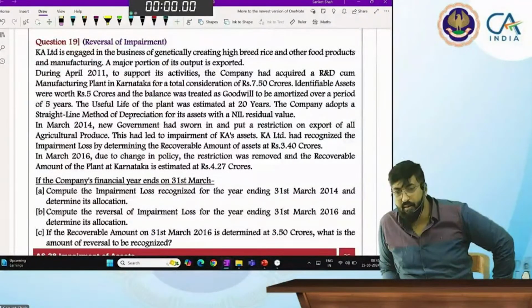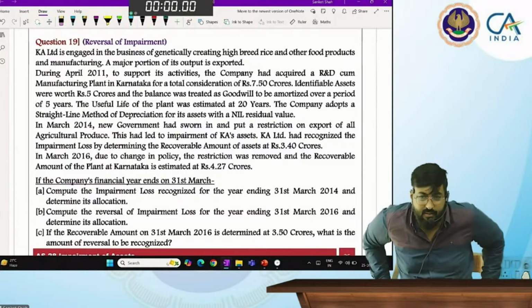But I think liability-based standards are with me only. Remaining standards other faculty will take. मुझे पता नहीं है exactly कौन लेने वाला है कौन नहीं लेने वाला. But yes, asset-based standards and liability-based standards I am going to take.